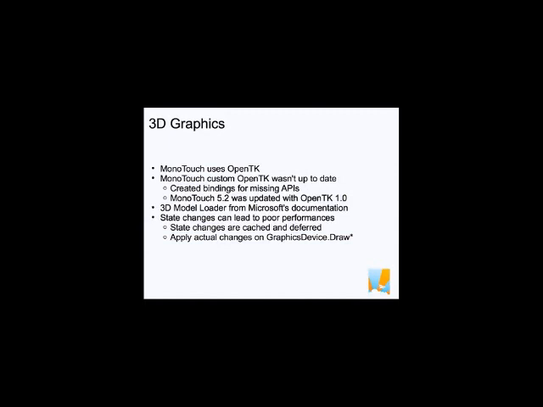One thing we had to pay close attention to was the performance. When we moved to OpenGL ES 2, we had to pay attention to the state changes. So we built a caching system to make sure we don't set redundant states and lose performance on that. And we actually apply all the changes in the draw methods of the graphics device. That's what made us get some significant performance improvements.